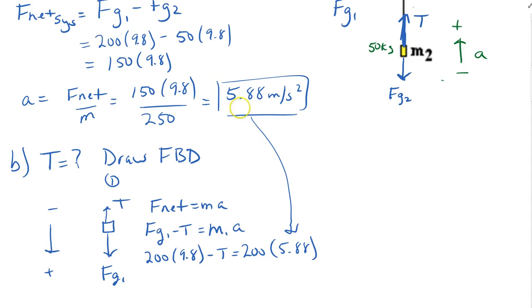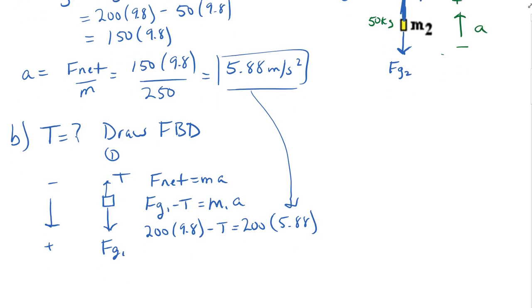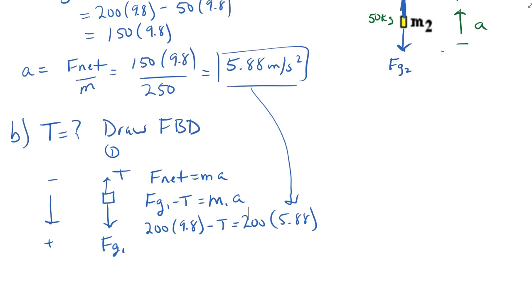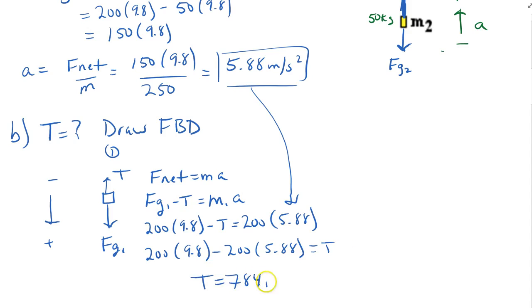Now I think in this example 5.88 was every single decimal. If this had been some decimals that kept on going, I would use the memory feature in my calculator. In any case, I would like to get T by itself, so I'll add T to both sides, and I'll subtract 200 times 5.88 on the other side. So I'll get 200 times 9.8 minus 200 times 5.88 equals the tension force, and I get an answer of 784 newtons.